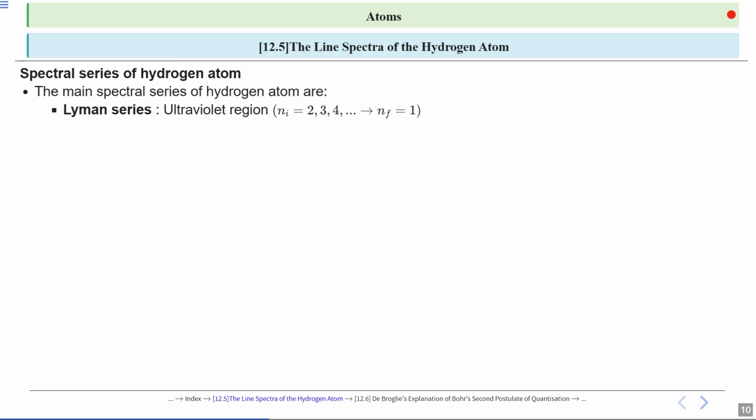This series appears in the ultraviolet region of the spectrum. It happens when an electron falls from a higher energy level like n equal to 2, 3, 4 and so on down to the lowest energy level, that is n final equal to 1.